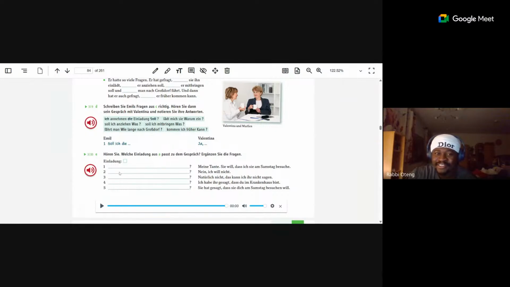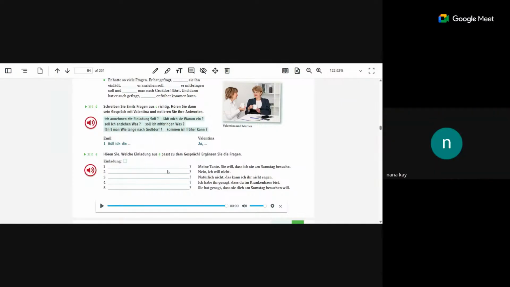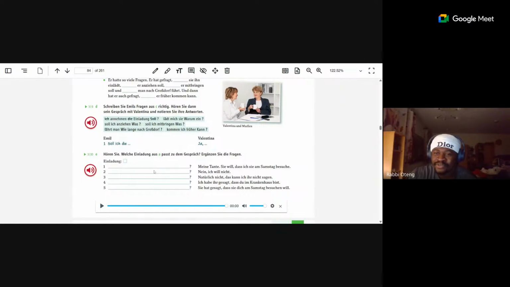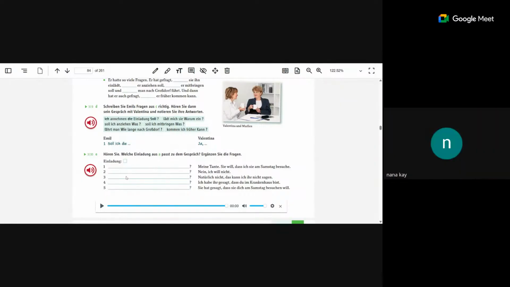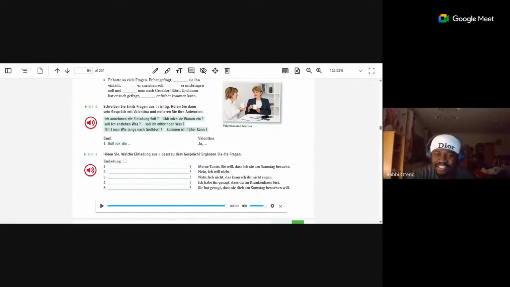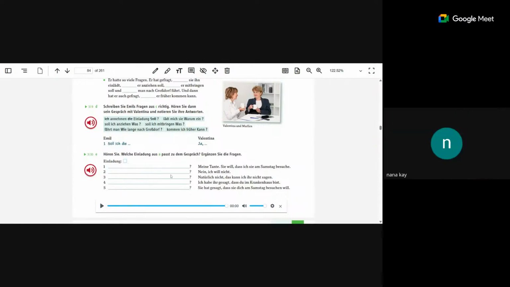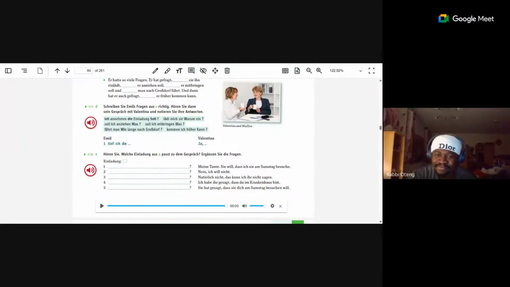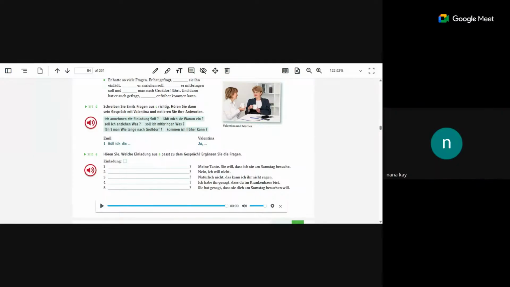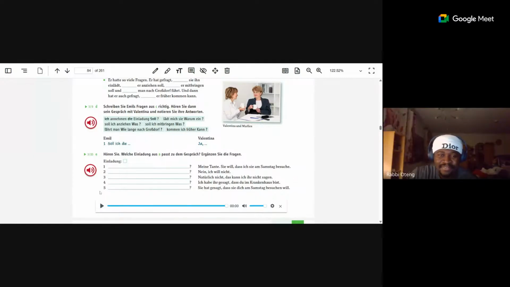Number 9 is will nicht. Und was hast du gesagt? Oder willst du sie besuchen? Natürlich nicht. Das kann ich nicht sagen. Oder hast du ihr Nein gesagt? Did you tell her no? Of course not, I cannot tell her that. Dann, was hast du ihr denn gesagt? What did you tell her? Ich habe ihr gesagt, dass du im Krankenhaus bist. Okay. Dann 5.